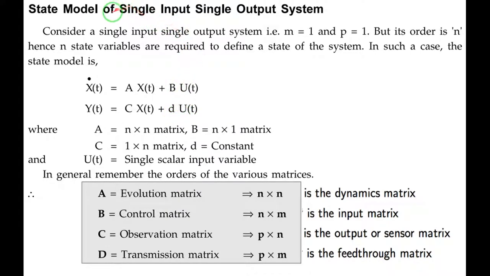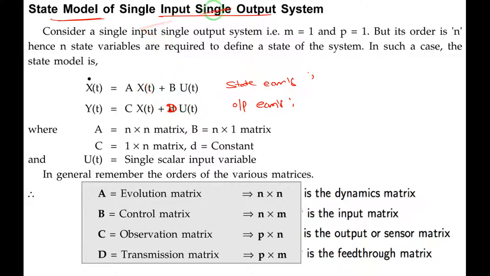Okay, we will try to write the state model of a single input, single output system. State model means it should consist of the state equation as well as the output equation. Let me write the state equation first, and the output equation. So this general thing you know: A into x of t plus B into u of t, y of t equals C into x of t plus D into u of t. This is capital D.